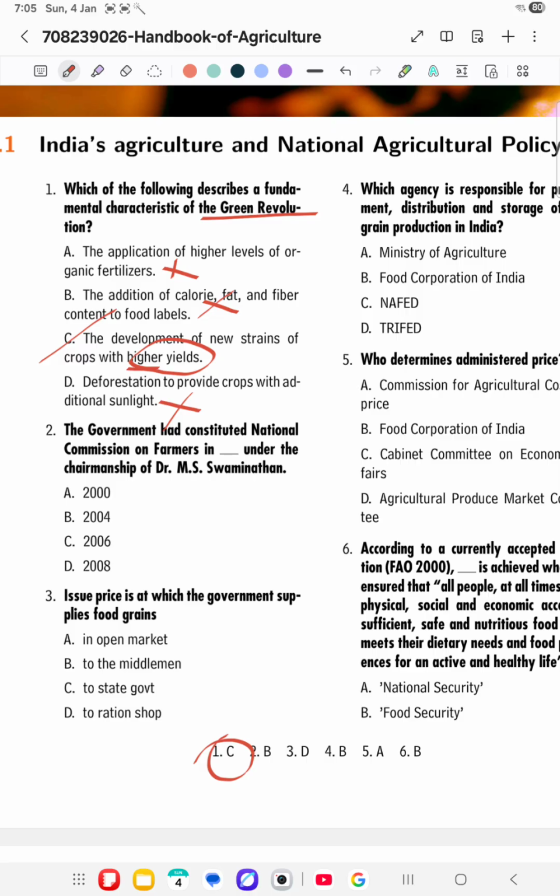The government had constituted the National Commission on Farmers, in dash, under the chairmanship of Dr. M.S. Swaminathan. I really don't know the answer. So the answer is B, 2004. The National Commission on Farmers was constituted in 2004 under the chairmanship of M.S. Swaminathan. I'll just remember it. Okay.